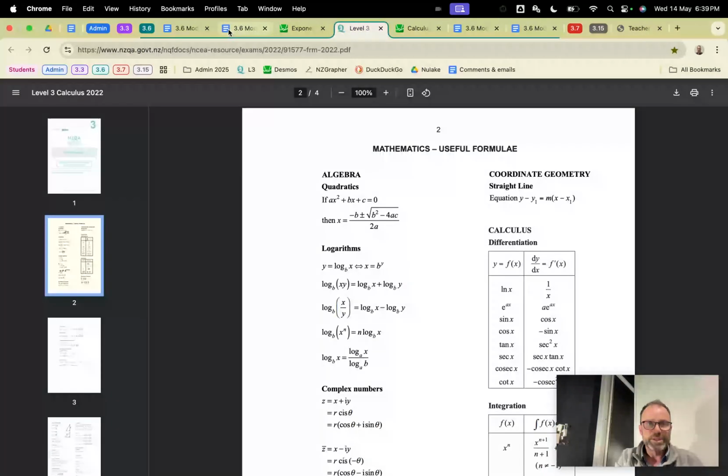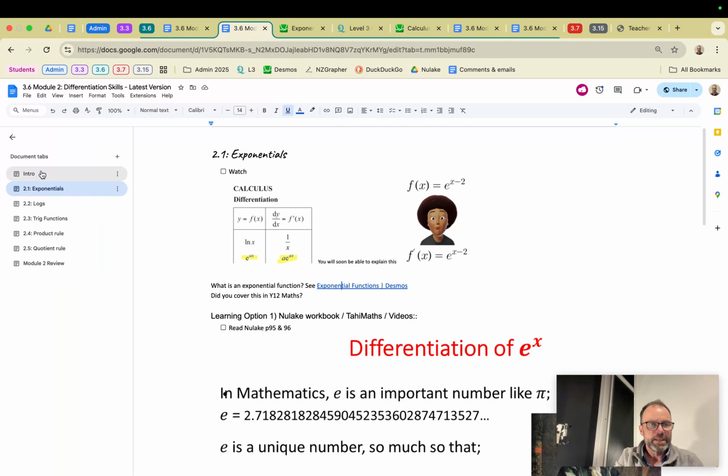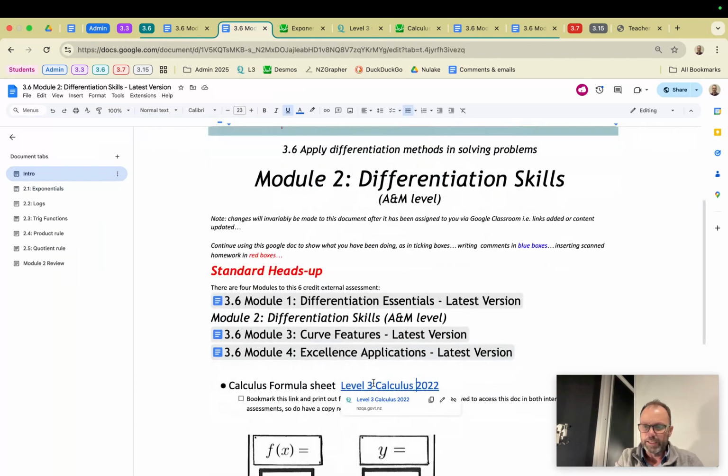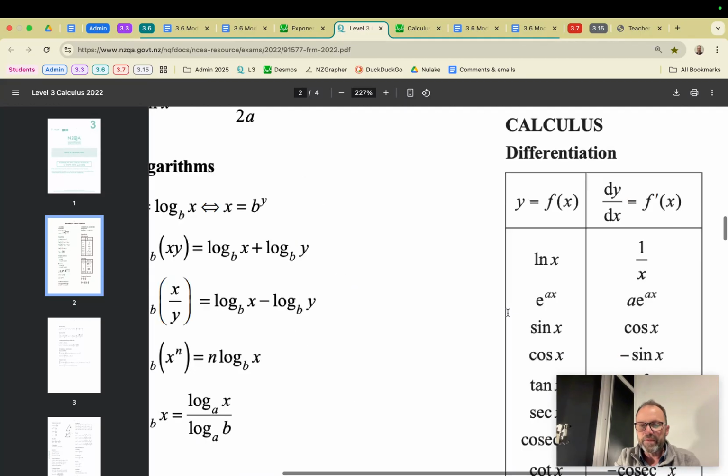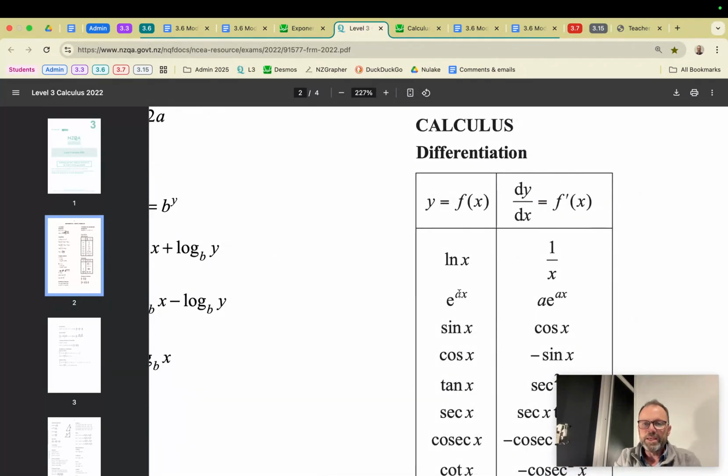What you're seeing here is the formula sheet. I've placed the formula sheets in the intro section here. Click on that, it'll take you here, second page, this table here. The first column is the function. Let's say f(x) is equal to e^(ax), and next to it is your derivative function. Now this one here is a bit more complicated. If you've got e to the power of ax, the first derivative function is simply a e^(ax).